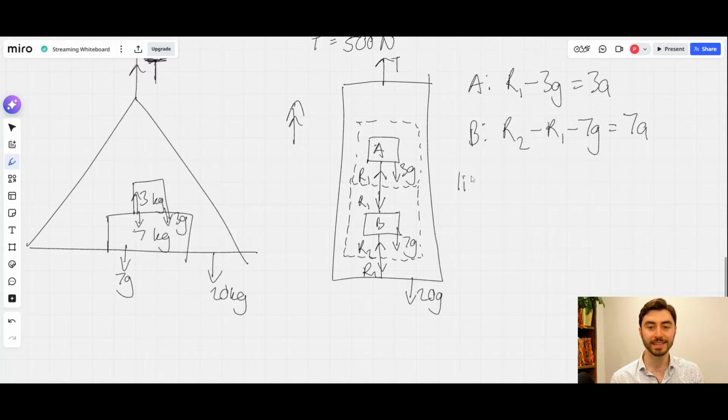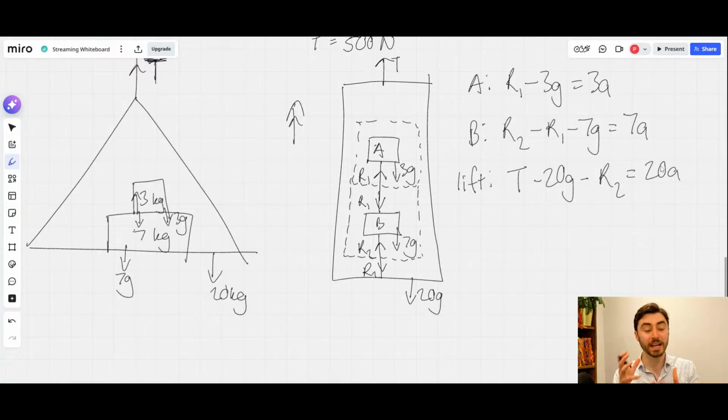And for the lift itself, we would have the tension acting upwards. We would have the 20G of the lift, but we'd also have R2 acting downwards. And that would be equal to 20A. And so you can set up these three equations of motion in what I think is a much simpler idea than if you had to sort of isolate the forces from the diagram on the left.